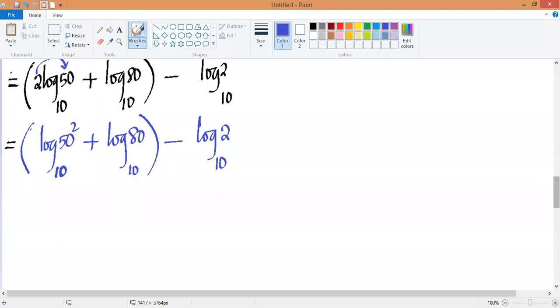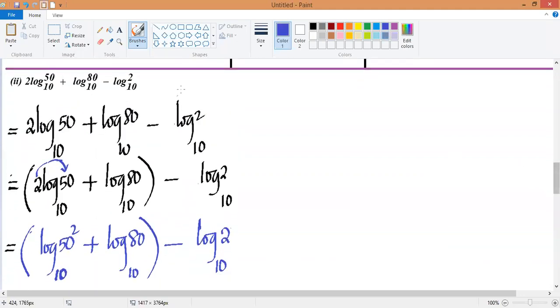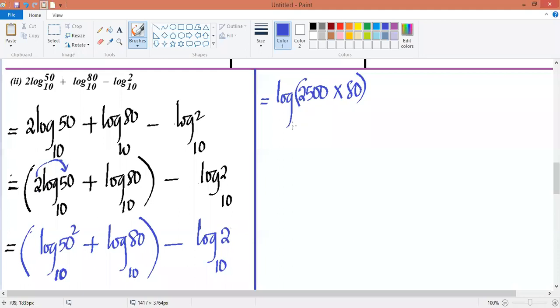What shall we say then? On the next step, what should we say? Then you multiply. What is 50 squared? 2,500. That is now the log of 2,500 times 80 in one logarithm, base 10, minus log 2 base 10. What's that product equal to?